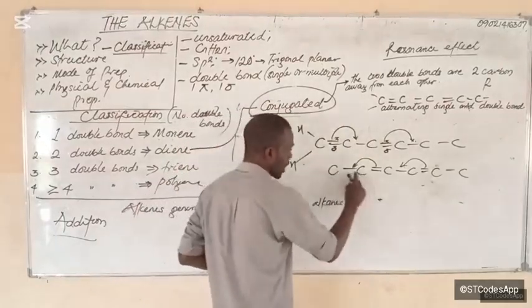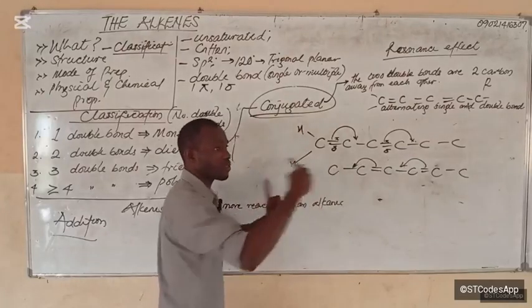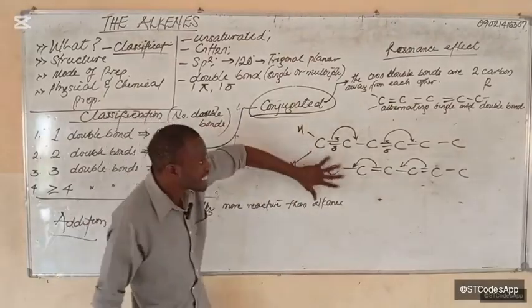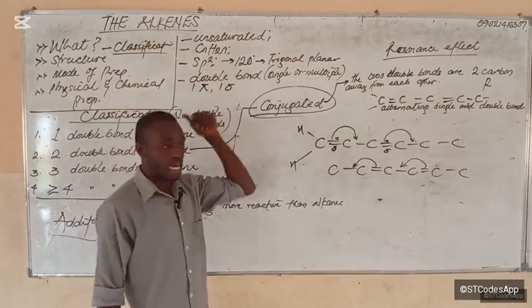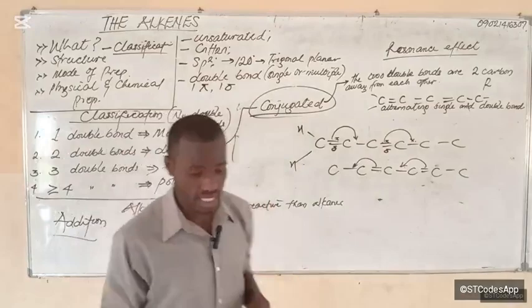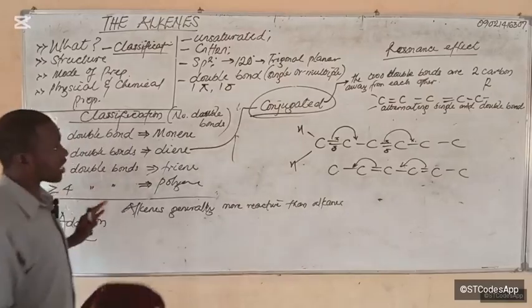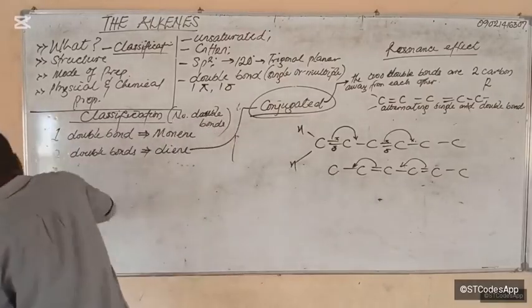Okay? So these two carbons here are going to be oscillating, they are going to be shifting the position of the double bonds between each other. Do you understand now? So that is why these guys are what? More stable than cumulated or isolated alkenes. Now, let's talk about their geometry. Let's talk about their geometry quickly.